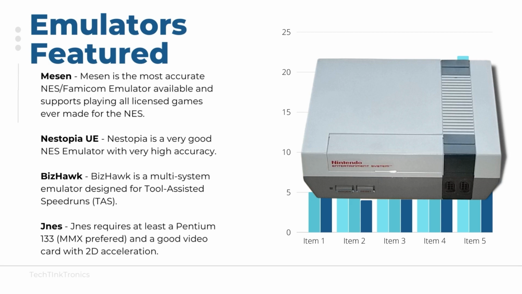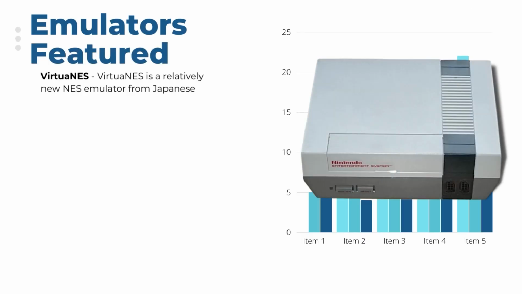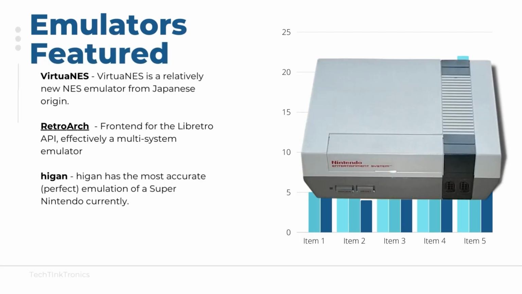We have BizHawk, which is a multi-system emulator designed for tool-assisted speedruns, TAS. Then we have JNES, which requires at least a Pentium 133 MMX preferred and a good video card with 2D acceleration. And that's not all. Some of the other emulators that we are going to feature in this presentation are the following. VirtuaNES is a relatively new NES emulator of Japanese origin. Actually, it's very old. It's one of the very first emulators I dealt with.